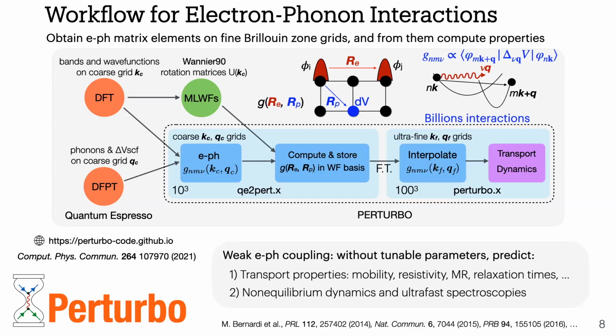Now, once you have it, using the Perturbo.x part of the package, you can compute quantities of interest. And so we will focus on two main sets of capabilities and quantities of interest. The first one is transport properties such as the mobility, resistivity, magnetoresistance, relaxation times, and spin relaxation times. And then the second one is related to studying materials out of equilibrium as well as modeling ultra-fast spectroscopies.